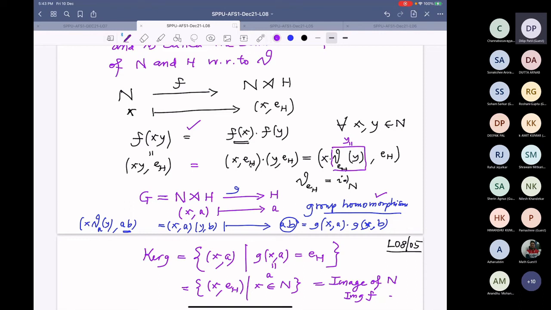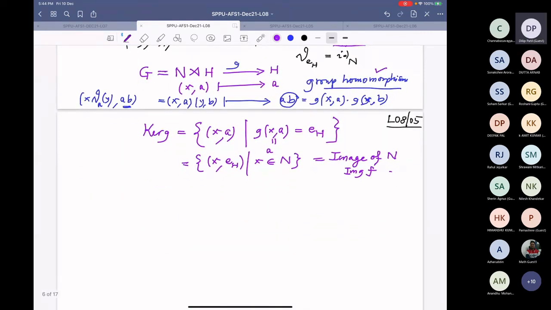And f is injective is also clear. Did we check? f is also injective. That also you need to check, so I will leave it for you to check that f is injective. That is only set theory. Where does x go? To (x, e_H). And if some other y goes to (y, e_H), and these two elements are equal, but the set is N cross H, so the pairs being equal means each component is equal. Therefore x equals y. Therefore the map is injective. So I checked it orally only.